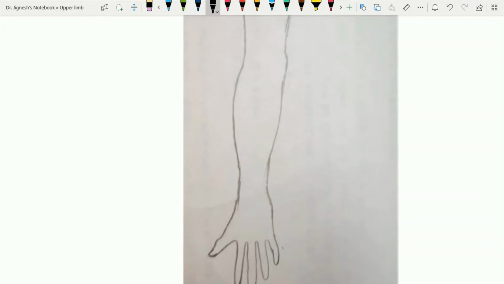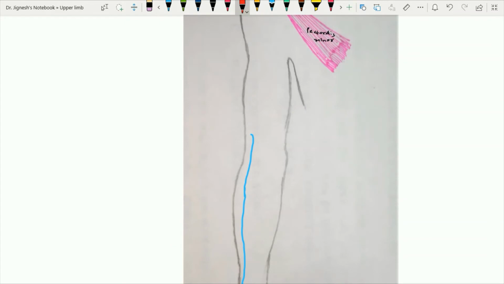Just proximal to the wrist, the cephalic vein enters into the front of the forearm, and it runs superficially on the lateral aspect of the upper limb, the lateral aspect of the forearm, and it crosses the elbow joint. The cephalic vein runs lateral to one fusiform shaped muscle, and that is the biceps brachii muscle.